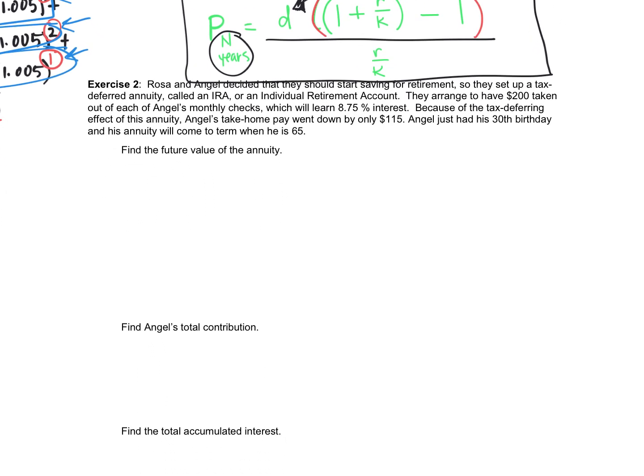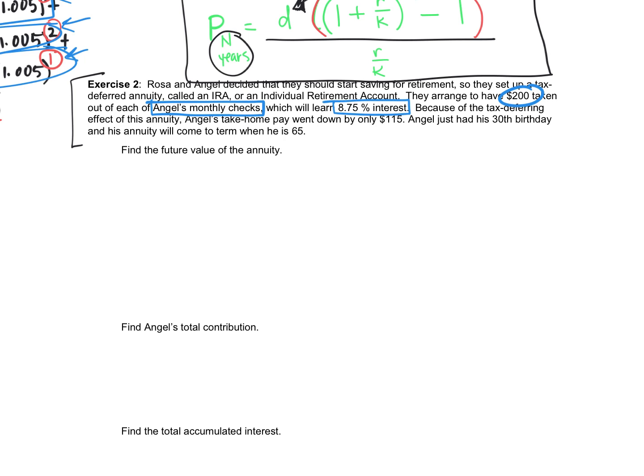Okay, let's look at an example. We have Rosa and Angel. They're deciding that they should start saving for retirement. So they set up a tax-deferred annuity, which is also called an IRA, or individual retirement account. So here's the deal. They're going to arrange to take out $200 out of each of Angel's monthly checks. And the interest rate will be 8.75%.